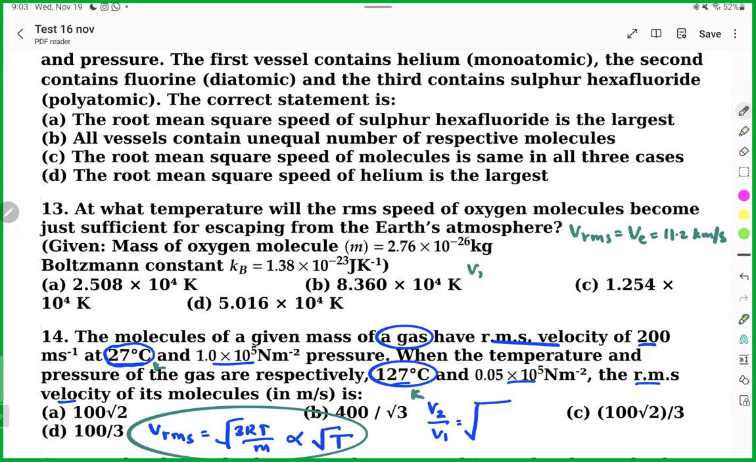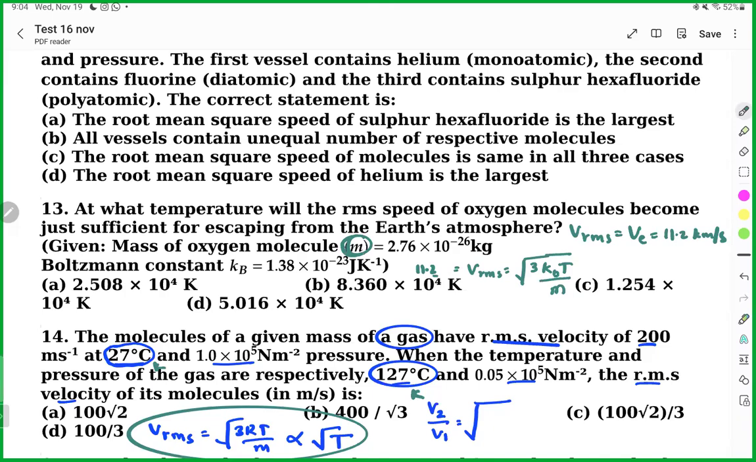सर VRMS का फॉर्मूला under root 3 kBT by M. Correct. So this VRMS value is equal to 11.2 kilometer per second. You have velocity value, you have kB value, you have mass of one gas particle. This you have to calculate. Calculation आप कर सकते हो. Yes, sir.